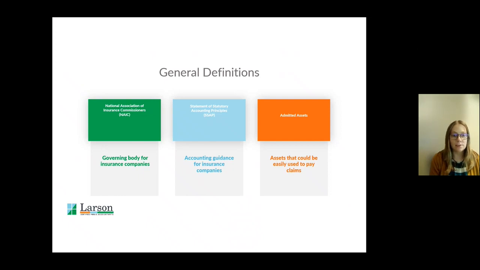Next is the Statement of Statutory Accounting Principles, or SAPs. This is accounting guidance for insurance companies. These are specific accounting rules that insurance companies follow. They are different from GAAP.